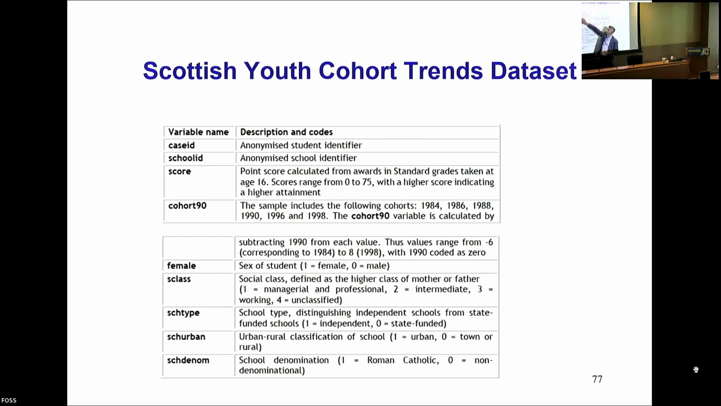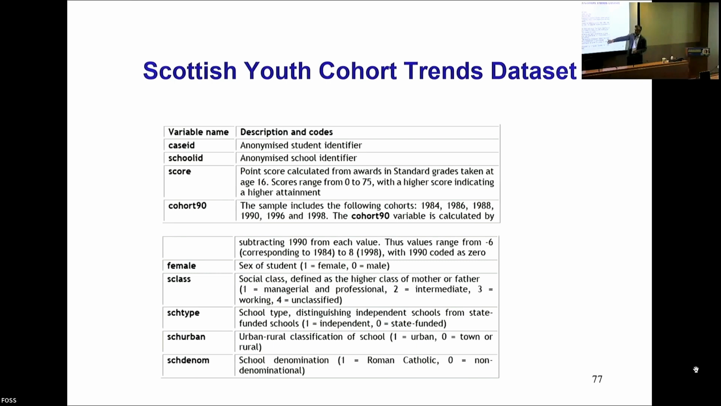Apart from the student case ID, we have the school ID. So schools are the level 2. Exam test scores are still our dependent variable. Cohort 90 is our explanatory variable, but we have a whole host of other variables like the sex, the social class, the school type, so whether it was independent, a private school, or a public or government school, and also whether the school was located in an urban or rural area, or whether the school was a religious school or a non-religious school.